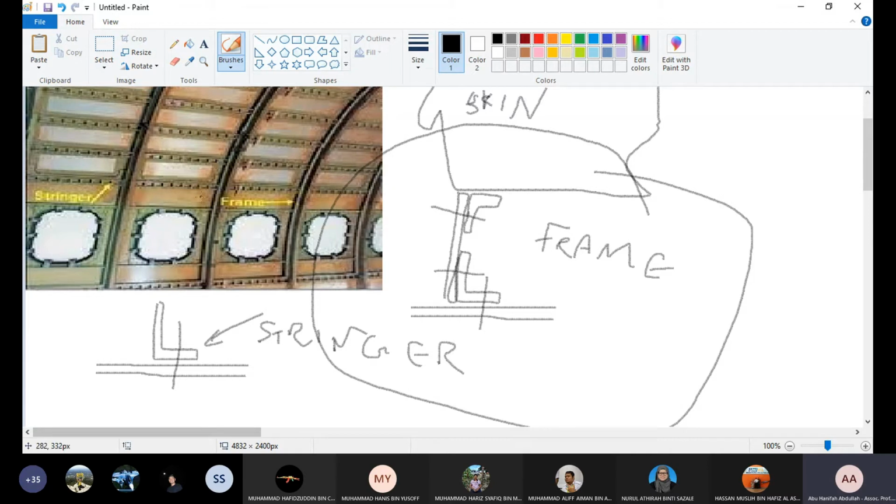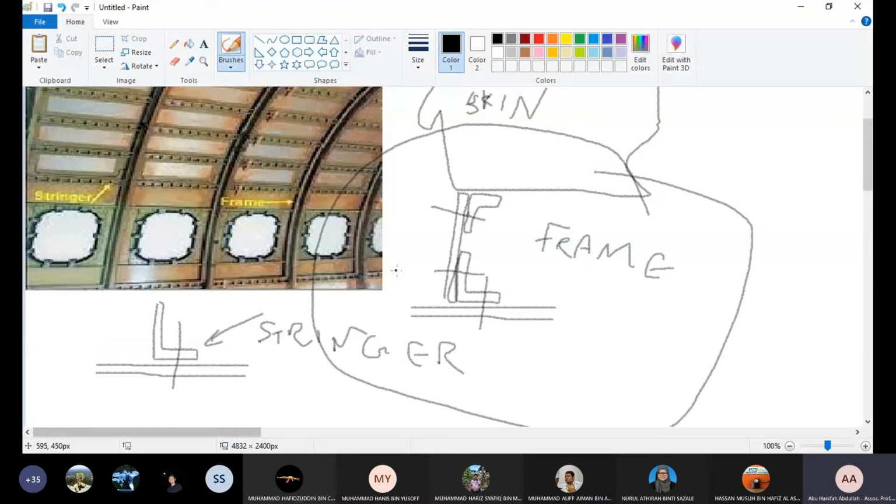Either we have frame, so the big massive structure here is frame. We have the stringer. So the frame is just like that, then we have the skin wrapped around it, and all the skin will be riveted to the stringer and part of the frame.